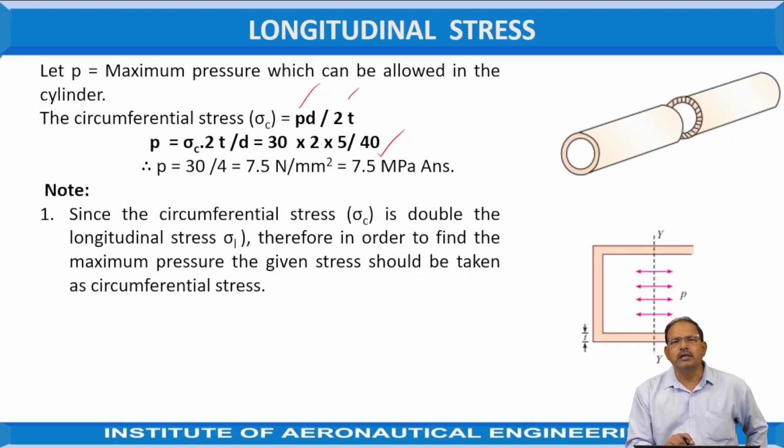Hence, for the design criteria, as already told, we have to consider only hoop stress. That's why we have taken P is equal to sigma C into 2T divided by D, that is, from sigma C equal to PD divided by 2T. We have taken these equations. Note that since the circumferential stress is double the longitudinal stress sigma 1, in order to find the maximum pressure given, the stress should be taken as only the circumferential stress.